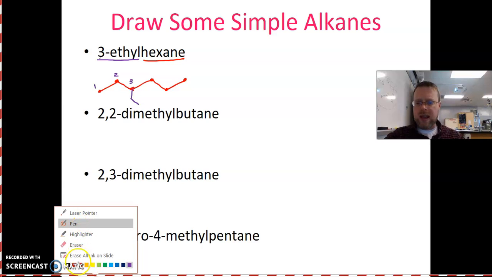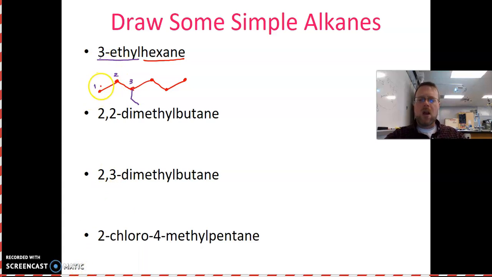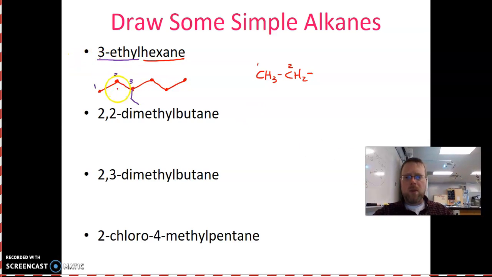If you wanted to turn this into a condensed structural formula, just keep in mind that every carbon's got to have 4 bonds. So if this carbon on the end here is only connected to one other carbon, then it's going to have room for 3 hydrogens. That's carbon number 1. Carbon number 2 is going to have room for 2 hydrogens because it's already connected to 2 carbons, so it's got 2 spots left over. Carbon number 3 here is already connected to 3 other carbons, and so it's only going to have room for 1 hydrogen.